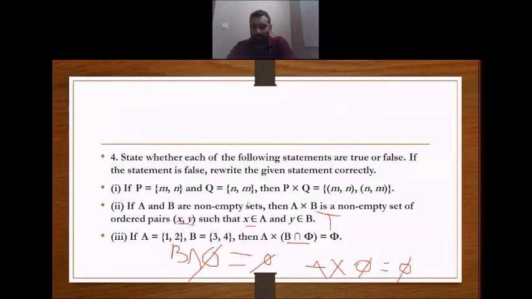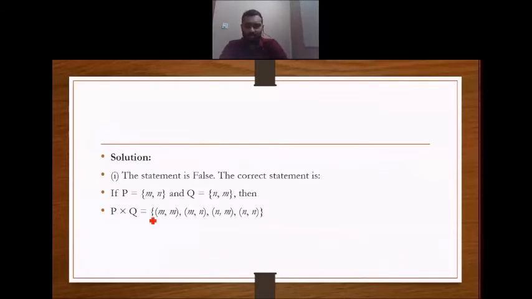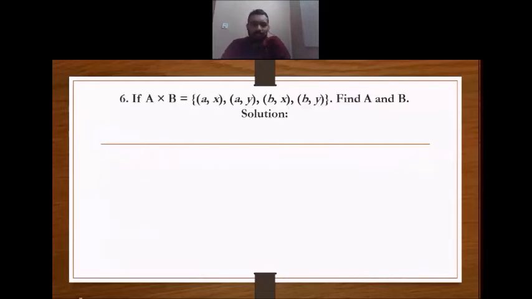A cross empty set is always empty, because I told you, when you are taking the first element from the first set and the second element from nothing, there is no element to pair, so there are no elements. So this is also true. Okay, so these are the solutions. First solution is this, second one is true, third one is also. Okay, so we shall move on to the next question.